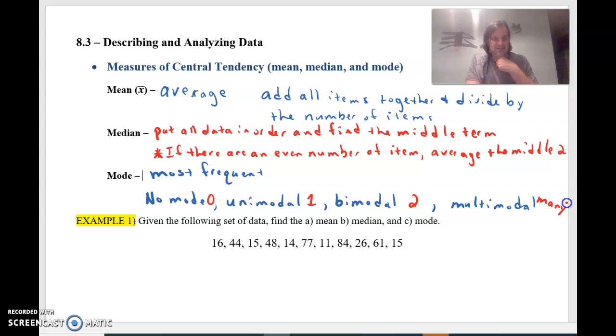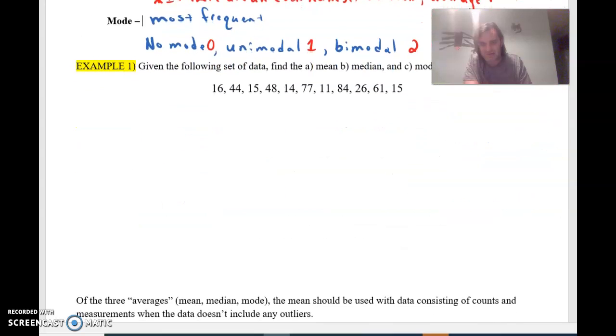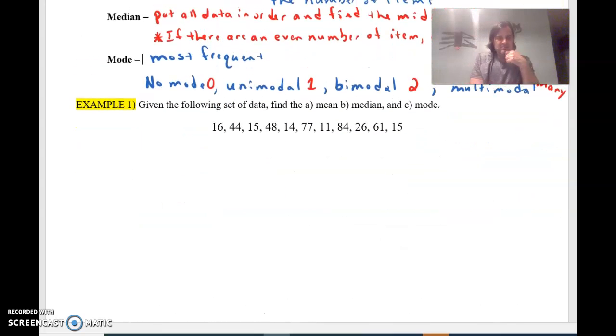So all 3 of these things are useful in different scenarios that we'll get to in a following video, but we're just going to go ahead and calculate a few things from a data set below here. Here we're given a data set and asked to find the mean, median, and mode, and we have several numbers. We have 16, 44, 15, 48, 14, 77, 11, 84, 26, 61, 15.